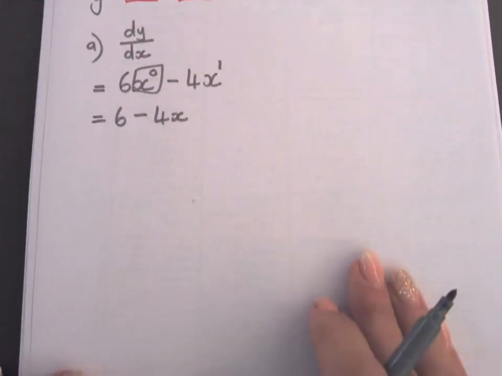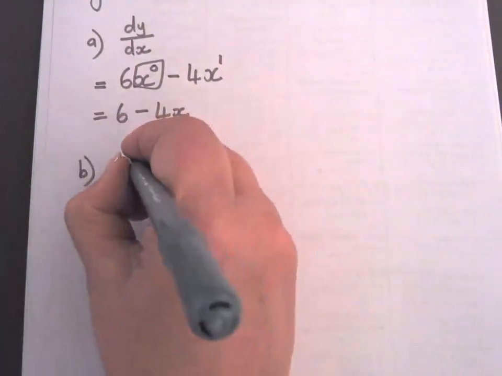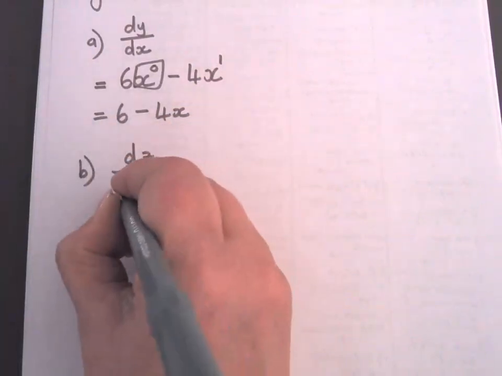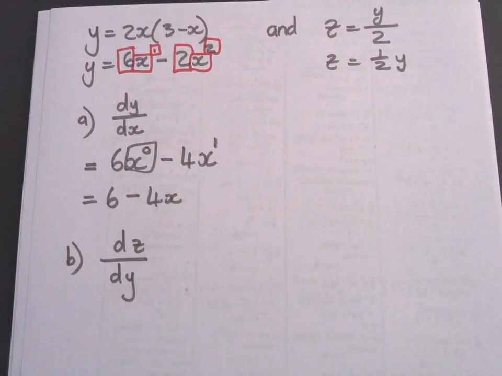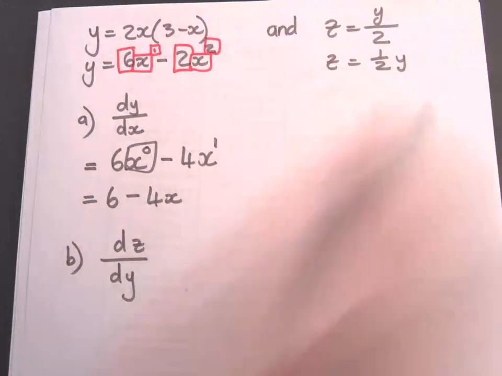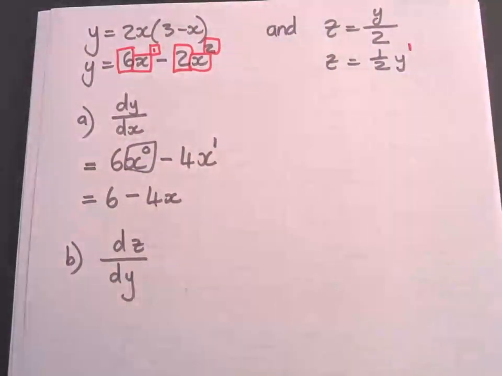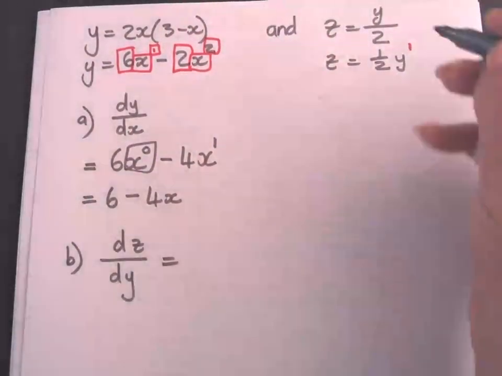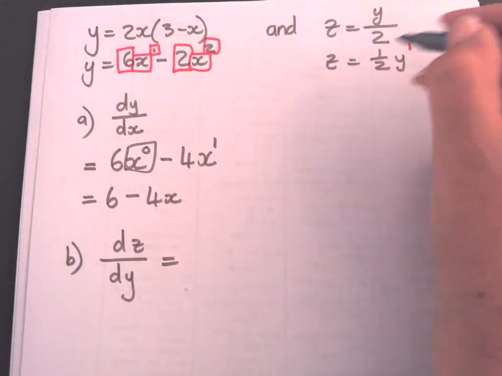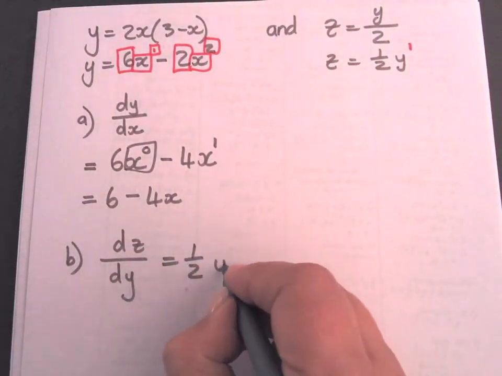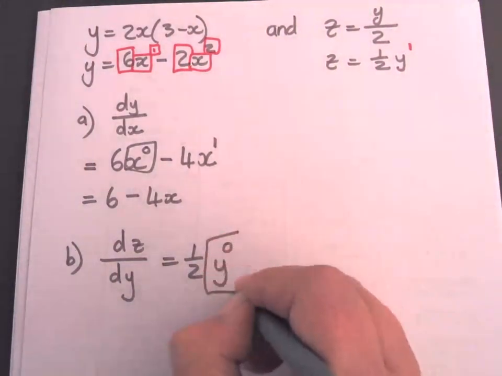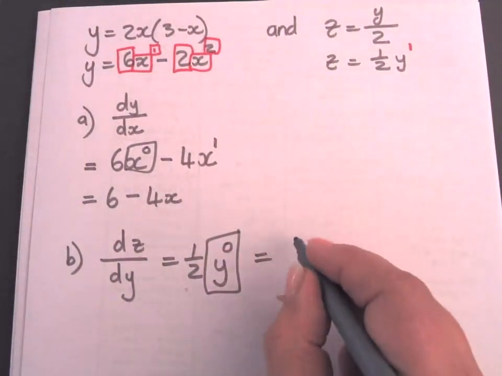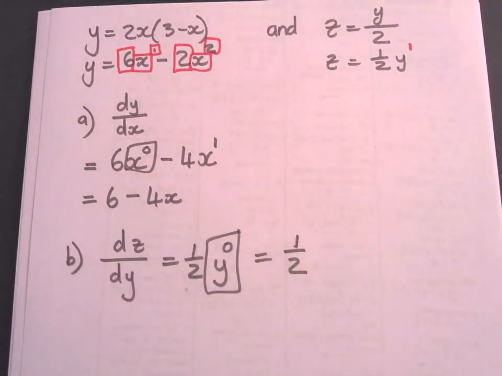Okay, number B. dz over dy. What does that mean? Take z, differentiate y. Okay? y has an exponent of 1. So that means it's 1 times a half is a half. y to the power of 1 minus 1 is 0. This is 1. 1 times a half is a half. Okay.